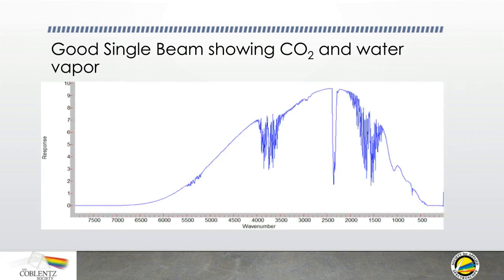Now, carbon dioxide and water vapor are things that you have to cope with in an FTIR. This single beam is actually a very good single beam, but we see that we have a substantial amount of water vapor and a substantial amount of CO2. This is going to sound like a joke, but I am 100% serious. When the analysts in my lab are working and they're changing samples, I suggest that they hold their breath, because you can easily get this type of intensity change just from breathing into the sample compartment.